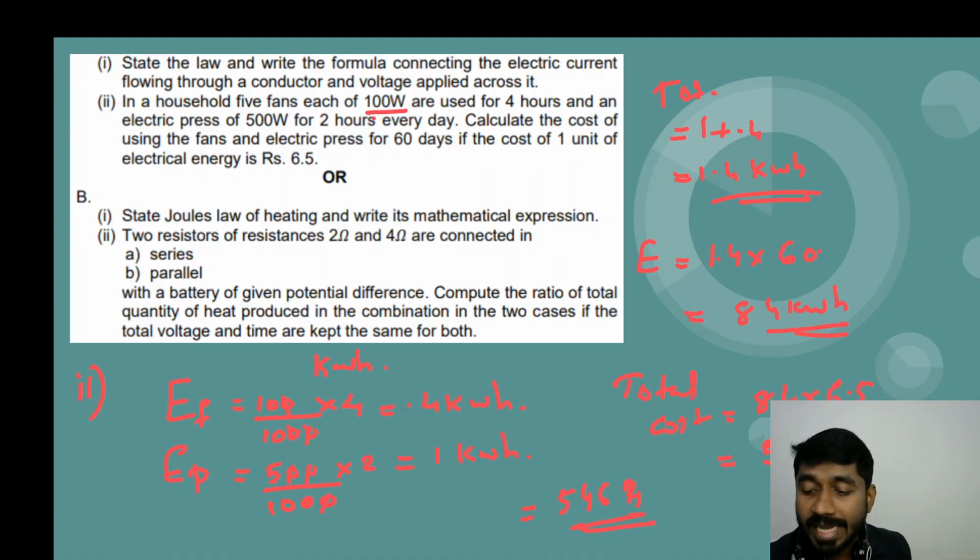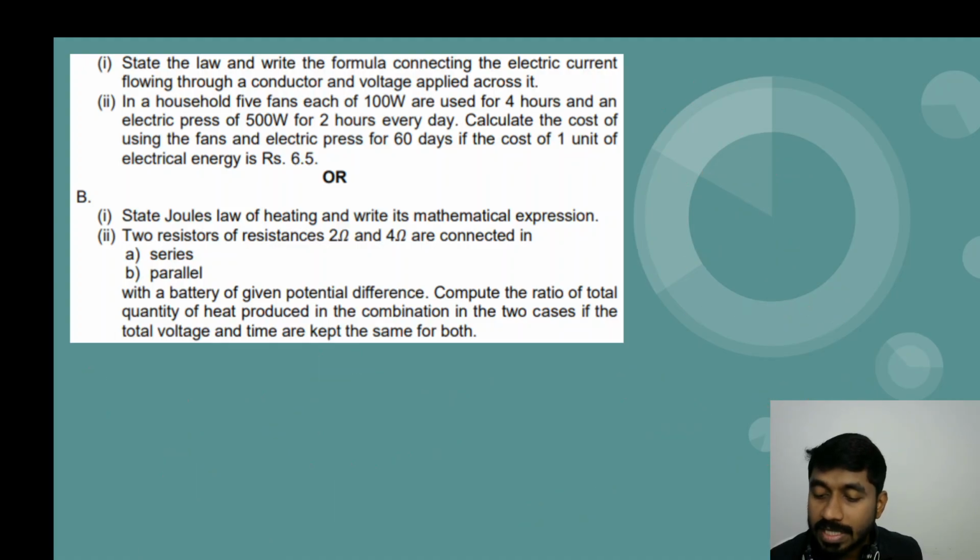First, we found the energy used by the fan in 1 day, and the energy used by the press in 1 day. Then we just added the two energies, and we get the total energy in 1 day. Multiply with 60, you will get the energy for 60 days. Multiply with 6.5, you will get the total amount that is consumed per 1 month. So that is how we can do this question. Let's move on to the next question.